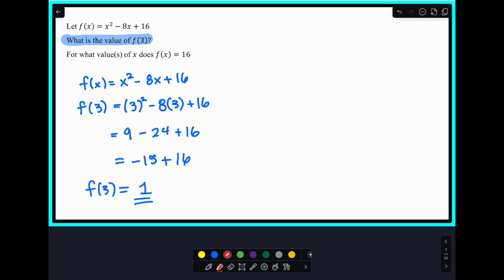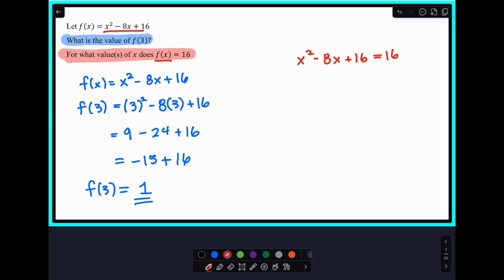Now the second part of this question asks us to figure out what are the values of x that satisfy the condition that f of x equals 16. So for what value or values of x does f of x equal 16? This right here is an equation. And the way we're going to solve it is by getting our function f, which is x squared minus 8x plus 16, and setting it equal to 16.